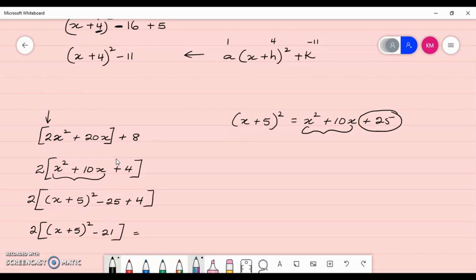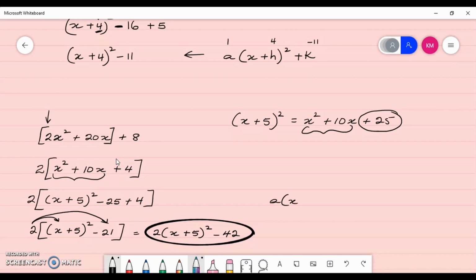And lastly, we multiply this 2 back by this and then by this. So we get 2 multiplied by x plus 5 squared, and 2 multiplied by negative 21 gives us negative 42. Now this is in the form a multiplied by x plus h squared plus k, where a is 2, h is 5, and k is negative 42.